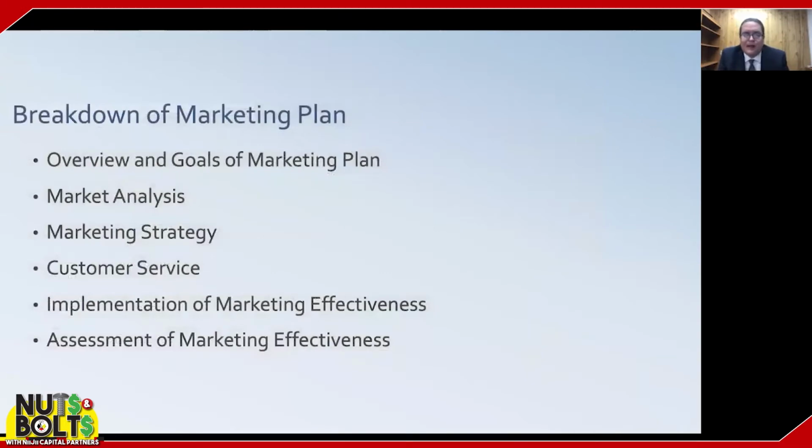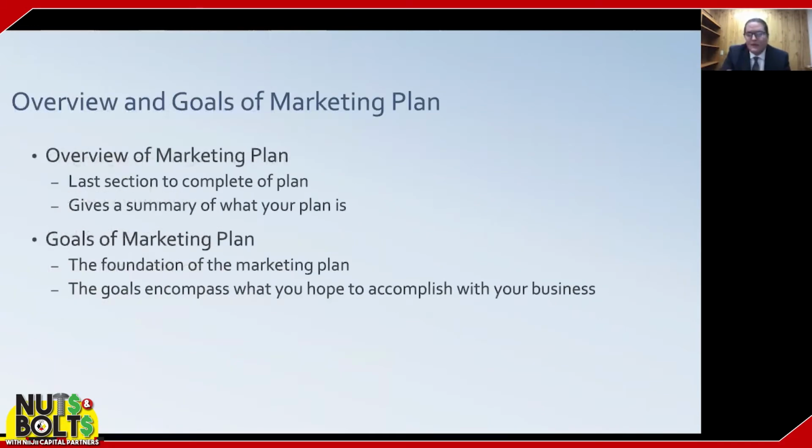When we talk about the marketing plan, it's basically a real breakdown of your overview and goals. You're analyzing your market. You develop a strategy from the evidence and the data that you gather from your market analysis, customer service, and then you look at implementation of a marketing plan, and then you want to evaluate that over time as well. So we look at overview and goals. What it comes down to is, the overview is like the last section. It's a summary that gives you everything of the rest of the plan of how you want to complete it. When we talk about the goals, it's like the foundation.